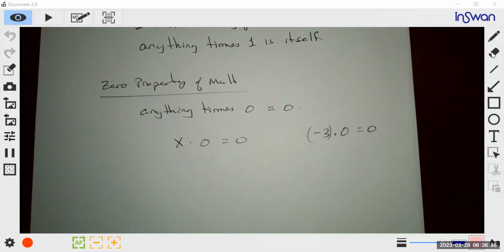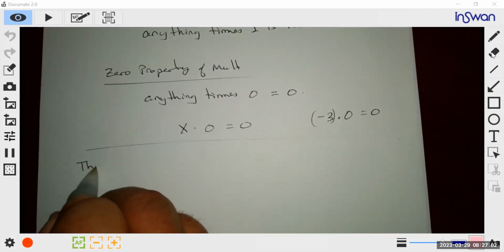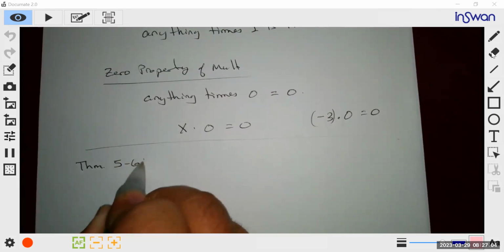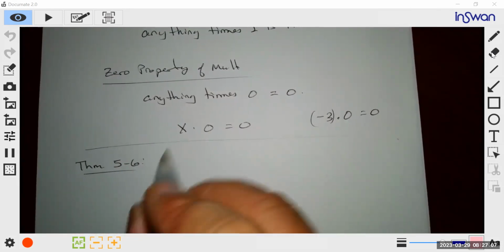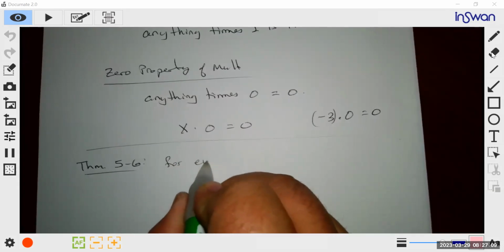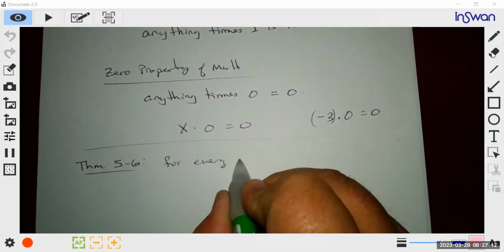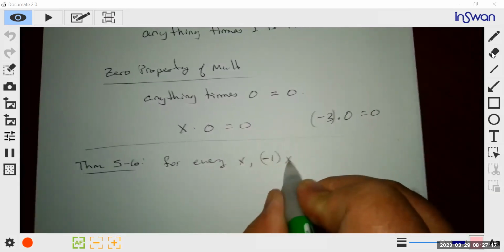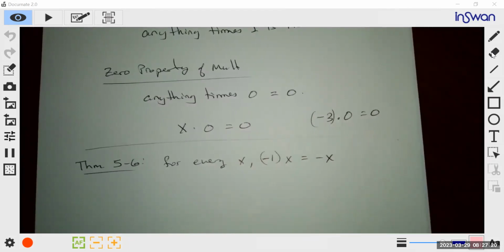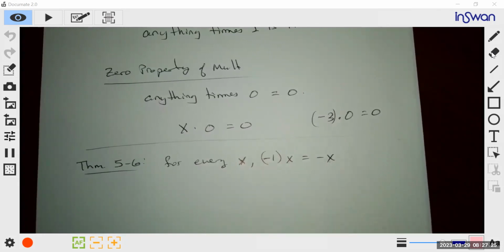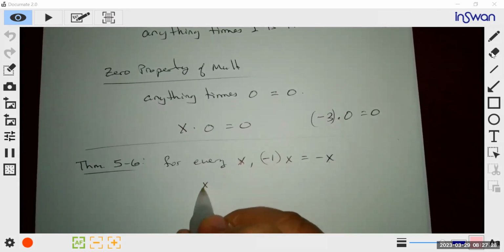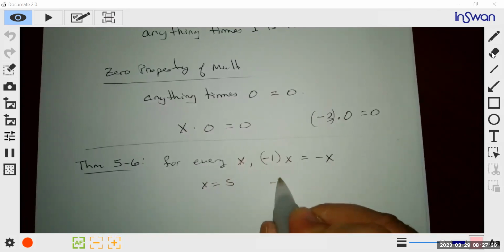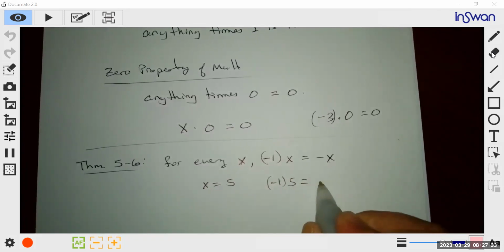All right. Let's start a couple of theorems here that come from those. Theorem 5-6 says, for every x, -1 times x equals -x. For every x, doesn't matter what it is, -1 times x gives me -x. So if x equals 5, -1 times 5 is -5.